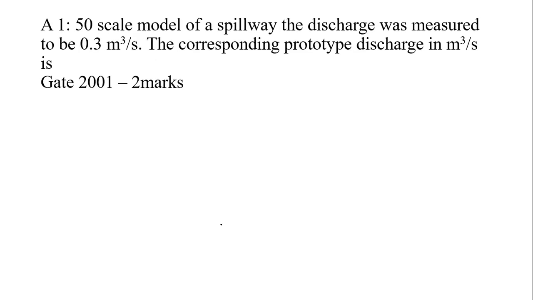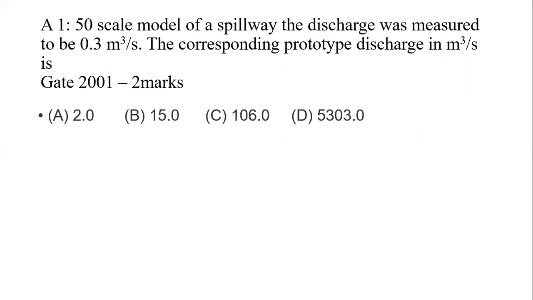It was asked in GATE 2001 for 2 marks. So many examples you will find like this one. What did they ask in 2001? A 1 in 50 scale model of a spillway. Once again, the model is related to the spillway only. So the scale ratio for the length is given to us as 1:50. The discharge was measured to be 0.3 meter cube per second. The corresponding prototype discharge in meter cube per second is, and they had given the options also.